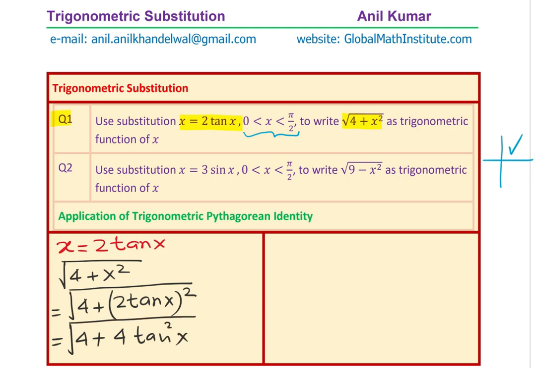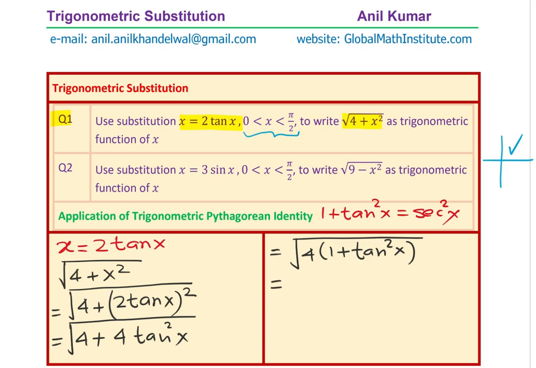Clearly we can factor out 4. Once we do that, we get what? We get 1 plus tan square x. Now you can recall that this is one of the Pythagorean identities, correct? So we will now use the trigonometric Pythagorean identity related with 1 plus tan square x. 1 plus tan square x is equal to secant square x. Perfect? So that is what will be substituted here.